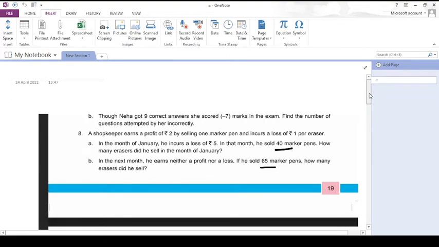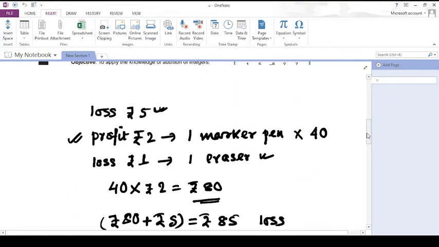For answering this question, first of all, we have to frame it in this way. He makes a loss of rupees 5 in total, right? And he makes a profit of rupees 2 by selling one marker pen, and a loss of rupees 1 by selling one eraser. In that month of January, he has sold 40 marker pens, right? So what is the profit he made by selling those 40 marker pens? That is equal to 40 into 2, rupees 80. So this much profit he had made in that particular month.